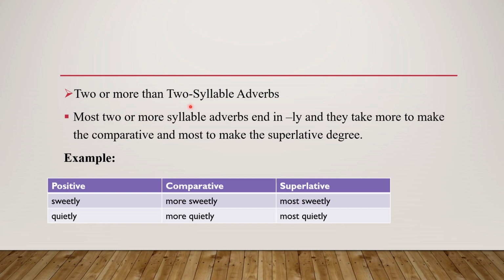Rules for 2 or more than 2 syllable adverbs. Most 2 or more syllable adverbs end in ly and they take more to make the comparative and most to make the superlative degree. So let's see the examples. Sweetly is an adverb. To make its comparative, we will add the prefix more: more sweetly. And to make the superlative, we will add the prefix most: most sweetly. Quietly, more quietly, and most quietly.